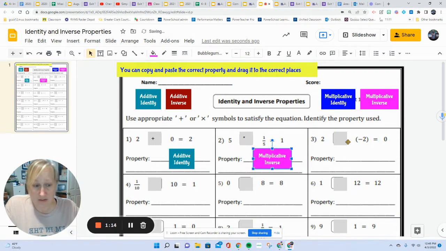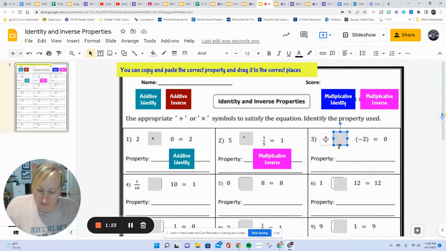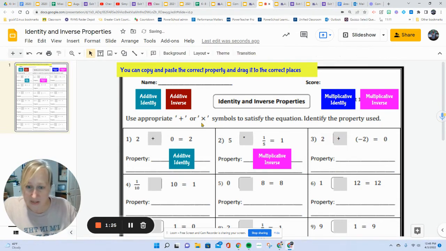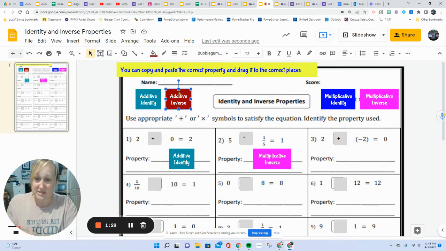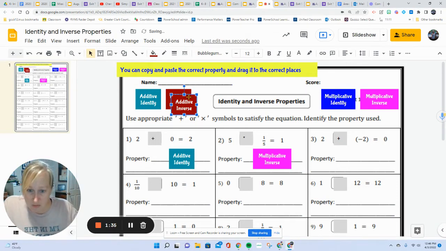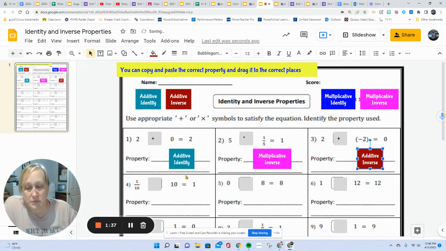That's the opposite. Now this one is also opposite. See? 2, -2. So it is adding, but it is the additive inverse because it is the opposite. I'm not keeping the same identity. I'm doing the opposite. I'm reversing. Control C, Control V. I'm going to drag that down here.